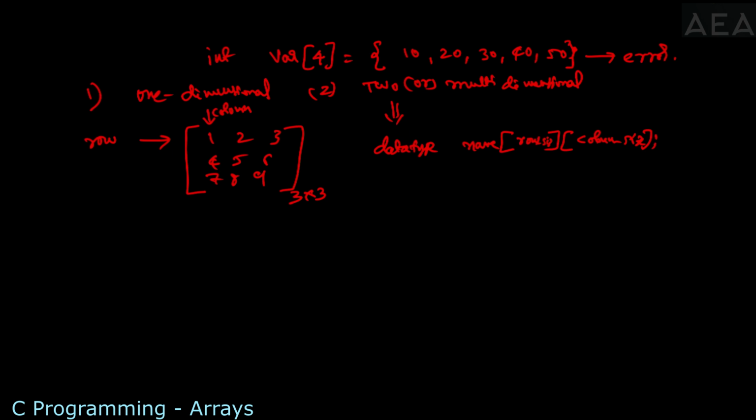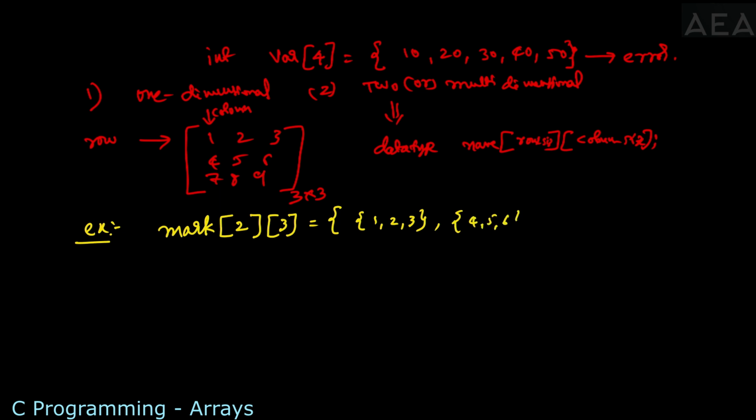Now I am taking one example. The name of the array is mark, and I wrote 2 and 3. That means this array has 2 rows and 3 columns. We can assign the values like this. One type of assignment is within the curly brackets, you write 1, 2, 3 as the first row elements, and the second row elements are 4, 5, 6. This is one type of initialization.